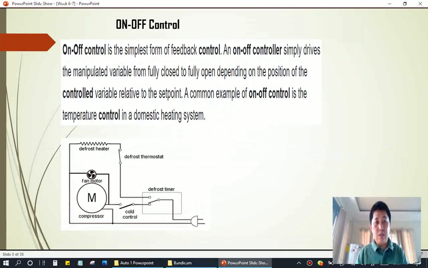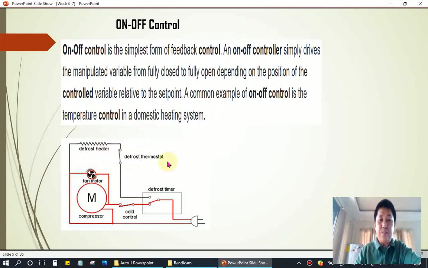First, the on-off control is the simplest form of feedback control. An on-off controller simply drives the manipulated variable from fully closed to fully open depending on the position of the controlled variable relative to the set point. A common example of on-off control is the temperature control in a domestic heating system.